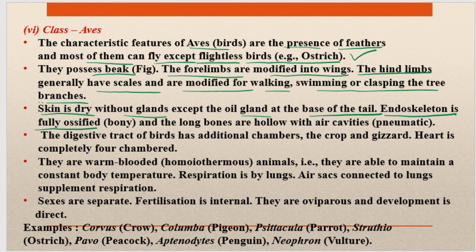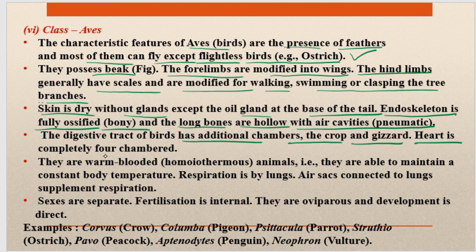Endoskeleton is fully ossified, or bony. You can say the long bones are hollow with air cavities. Kis cheez ke liye? Taki woh aaram se fly kar sake. Okay. The digestive tract of birds has additional chambers, crop and gizzard.